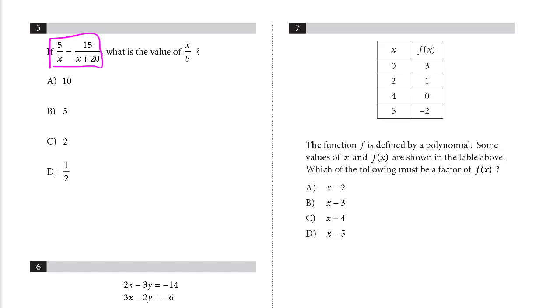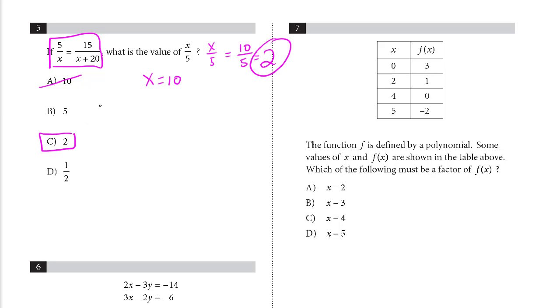5 over 10 is 1/2. That would equal 15 over 10 plus 20, which is 30. That's 1/2. 1/2 equals 1/2. So we know x equals 10. Now that's not what they're asking for, so don't go circling A. What is the value of x over 5? X over 5 equals 10 divided by 5, which equals 2. The correct answer for 5 is C, 2.